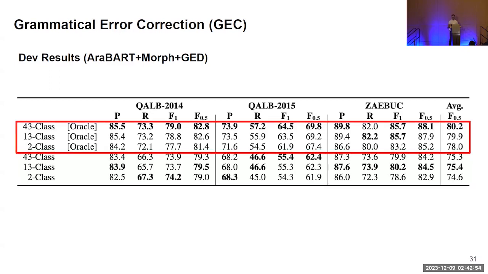We also estimate an upper bound of this by basically using gold GED tags instead of predicted GED tags. And we see that the most fine-grained GED tags, or the 43 class, really achieves the best performance across the three development sets with an average of 80.2. So this really tells us that the reliability of the GED system in this model is really important. And the better the GED system is, the better the results.